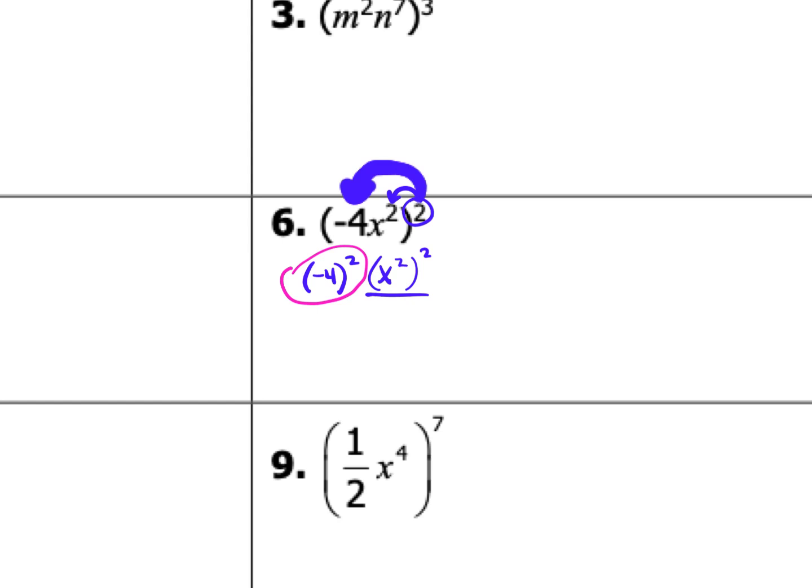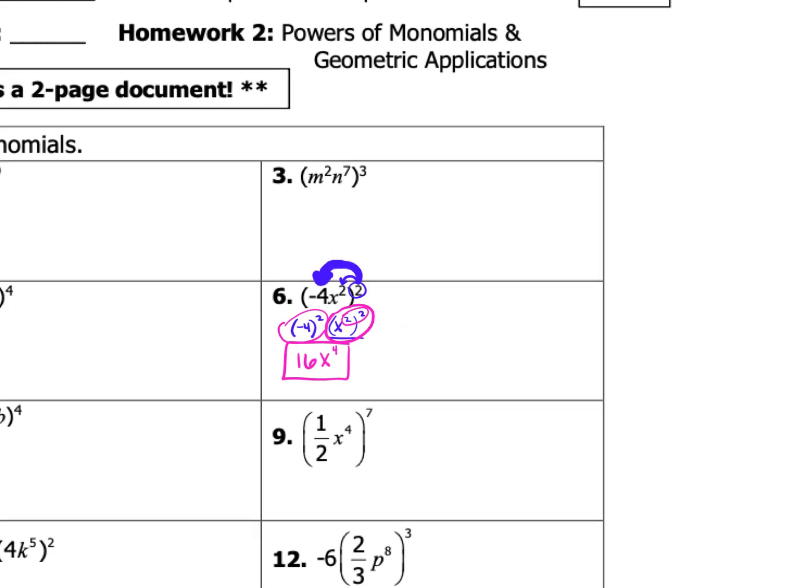-4 squared, which you're welcome to plug into your calculator if you want. So that would be 16. And then this part of it, x squared to the 2nd power, is x to the 4th power. So you multiply your exponents. Remember when I said last week, a power to a power, you multiply the powers. When it's a power taken to another power, you multiply them. So this one came out to 16x to the 4th.